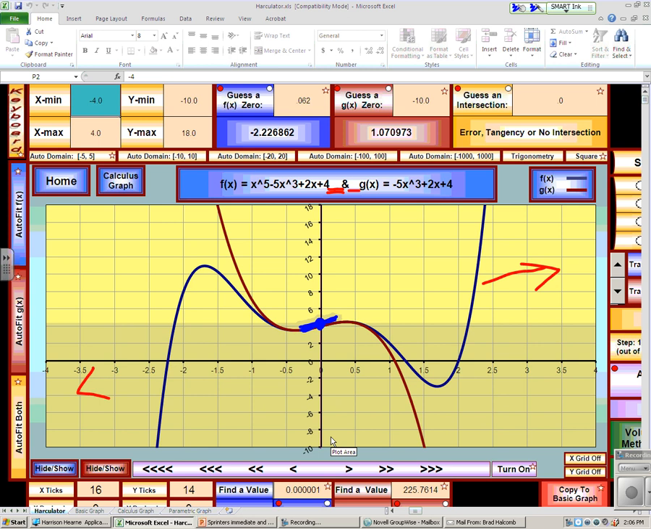But eventually that 2x starts getting outpaced by the -5x to the third. It exerts itself and pulls the graph in its direction. And that's what the graph of -5x cubed plus 2x plus 4 looks like. And it maps our graph pretty well.